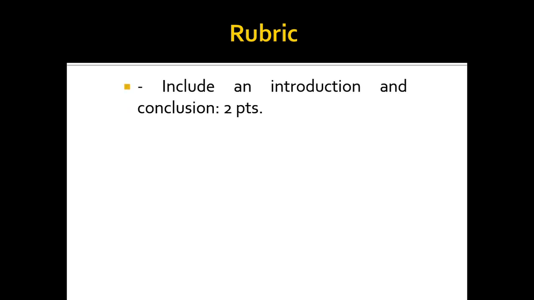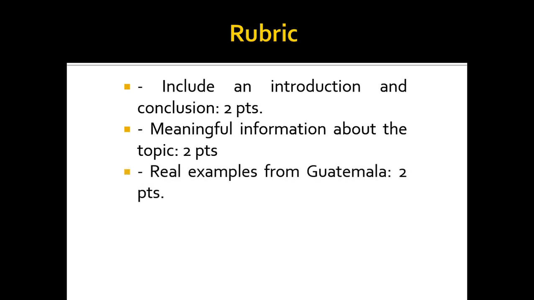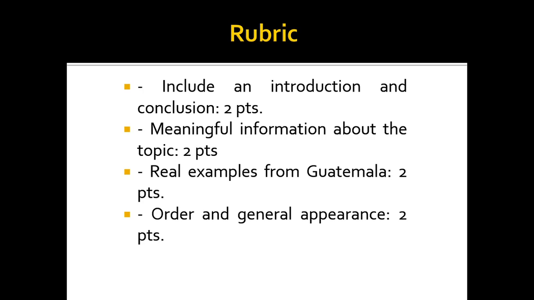And at last, we're going to analyze our rubric. Please include an introduction and a conclusion to your document and to the report that I just mentioned. And please include meaningful information about the topic. That will be 2 points. Real examples from Guatemala related to the volcano, about its altitude, and how you will feel when you are climbing it up. Order and general appearance of your report, 2 points. And lastly, your grammar, which is extremely important. That will be 2 more points.